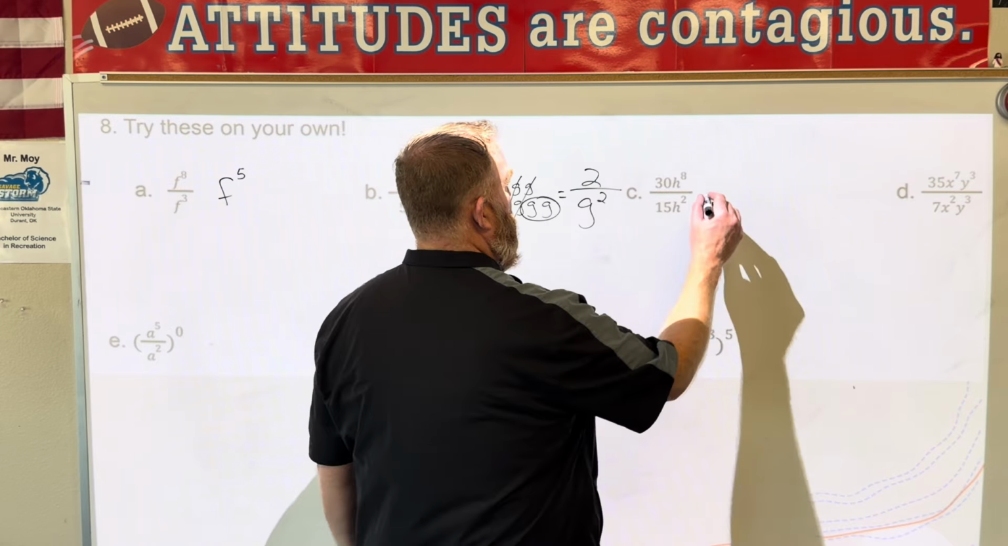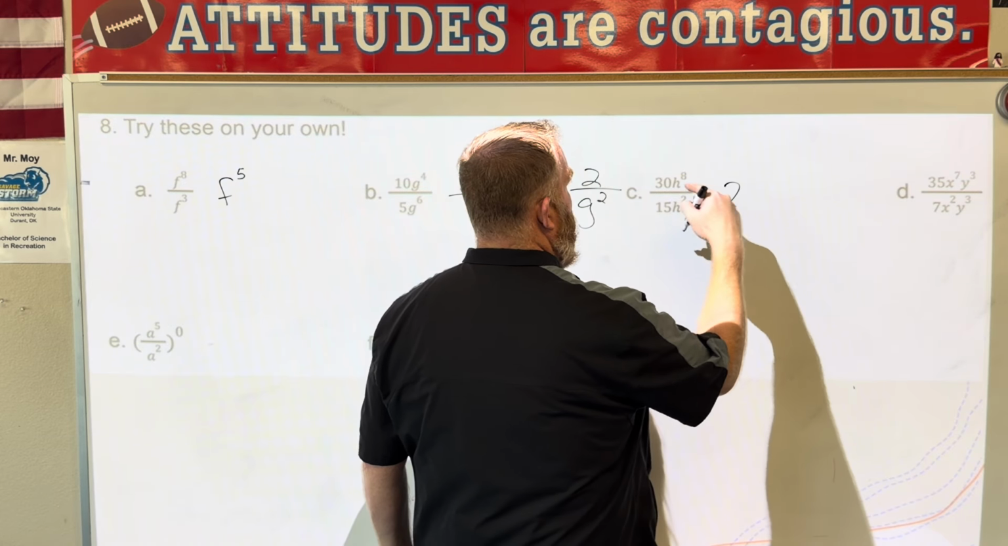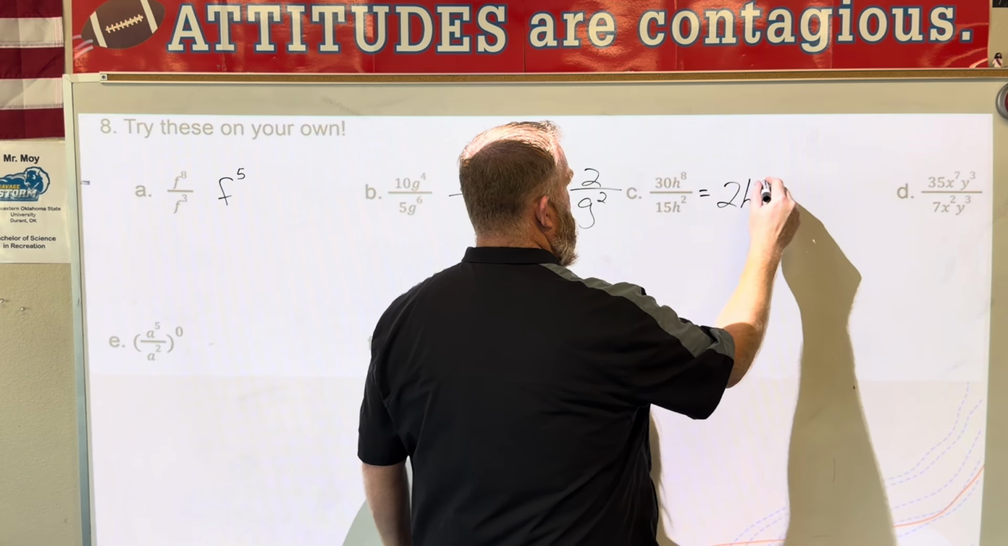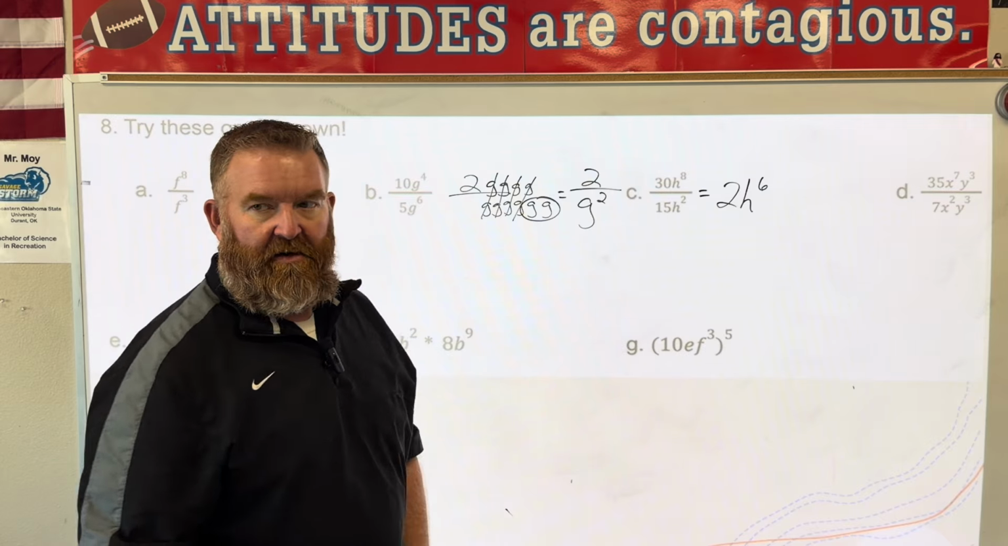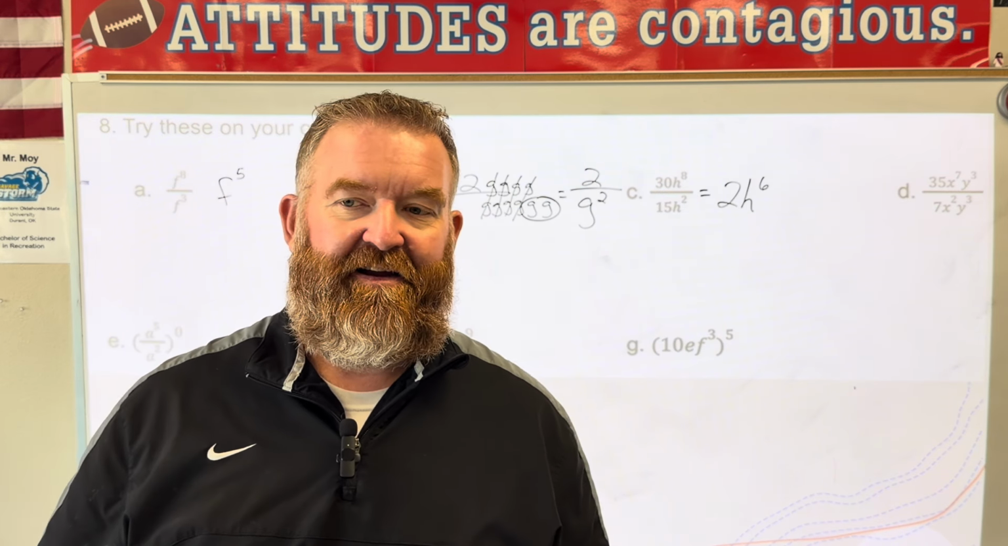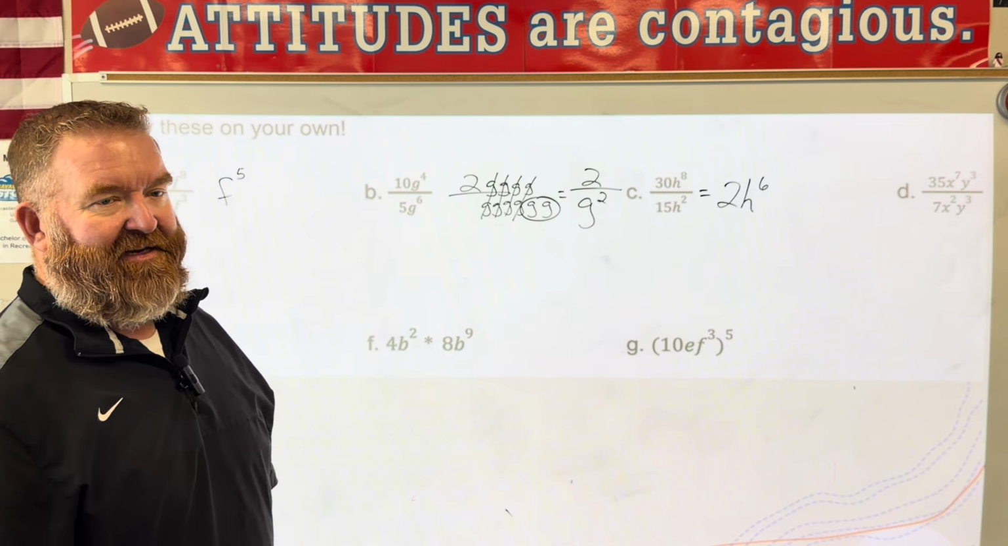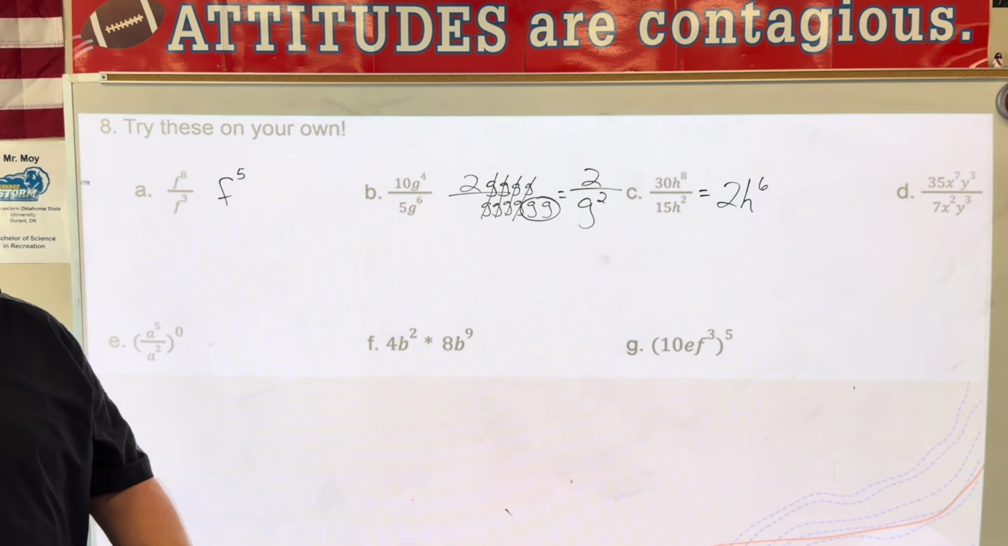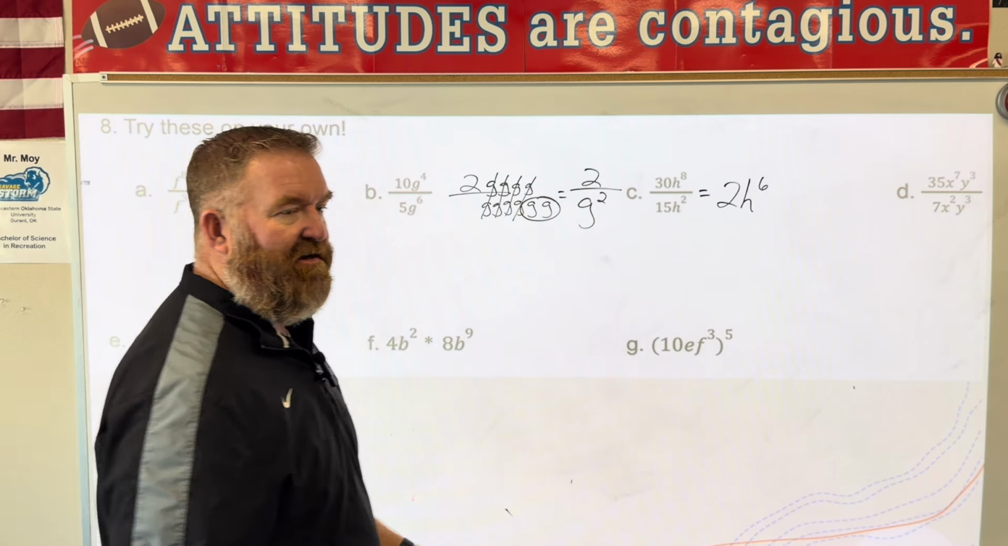What's 30 divided by 15? 2. H to the eighth, H to the second, H to the sixth. Just subtract them. We're good. A lot of people forgot the H for some reason last time. Anybody forget the H? Like I said, after 20 years of doing this, I'm kind of used to the mistakes, so it doesn't surprise me.